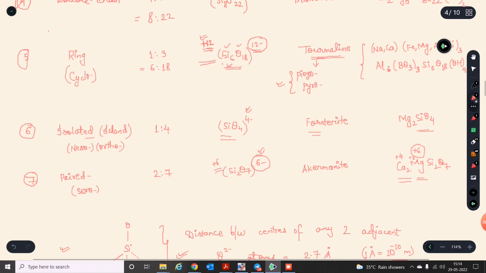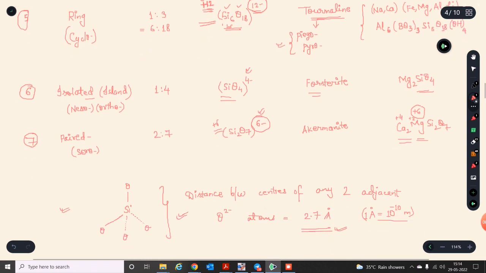Some more examples, you can see in the text also. For nesosilicates, there are examples like garnet, zircon. We have the Al2SiO5 polymorphs, that is kyanite, andalusite, sillimanite. We have staurolite, we have topaz. So there are many examples.